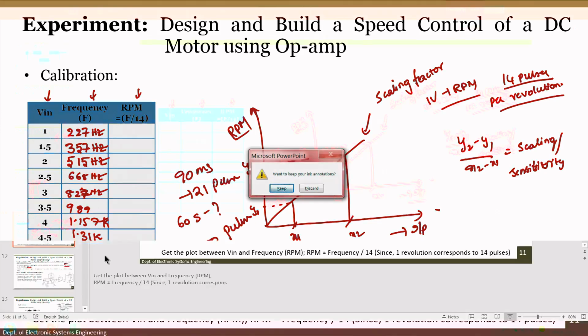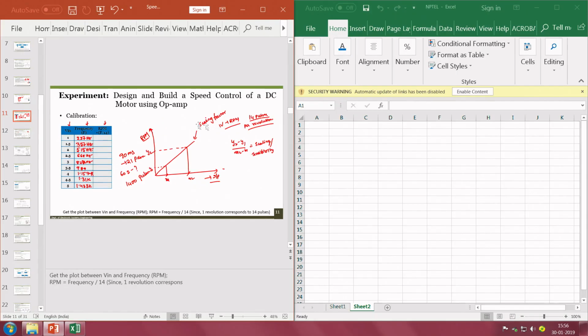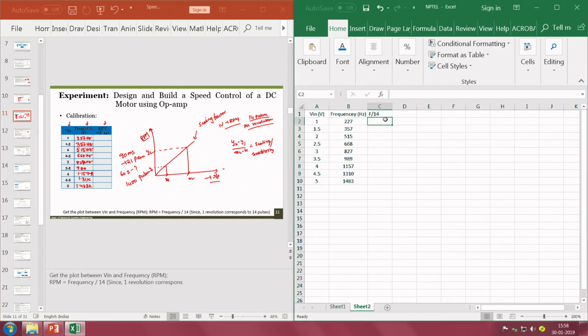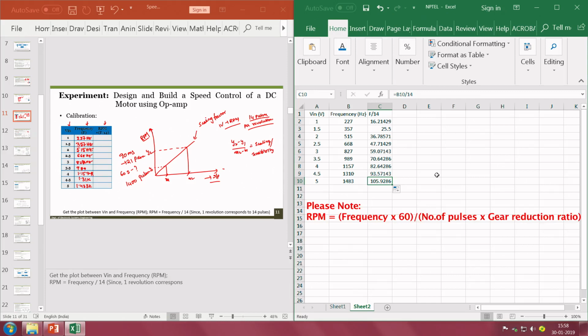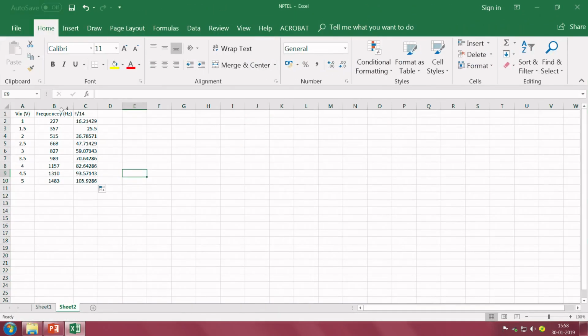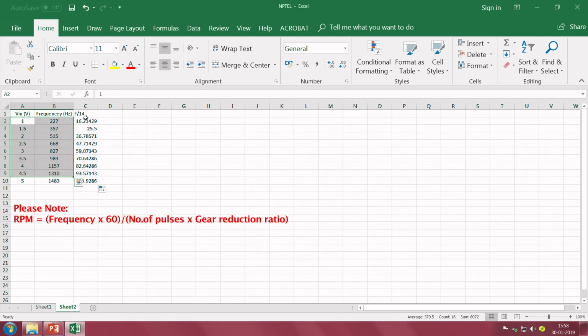linear or not. So what I will do is open an Excel and enter the values. Since I have to do f by 14, I will divide this by 14, this is the hertz. So at 5 volts, it is clear that it is rotating at approximately 105, 106 RPM. We also know that the maximum RPM it can rotate is 155 RPM. Now we will plot a graph between both frequency and the input voltage as well as RPM versus input voltage. So this is RPM.